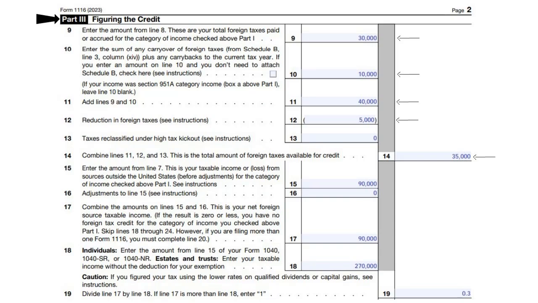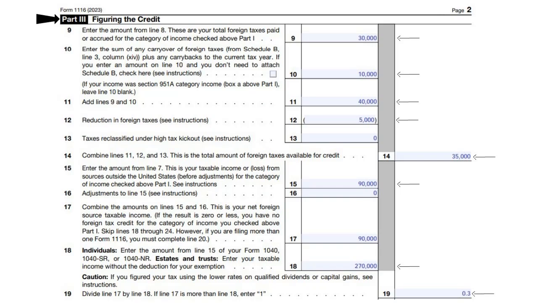On line 15, we have $90,000. This is what we put a little earlier. You carry that amount all the way to line 17. On line 18, you have to enter your total amount on your Form 1040. For our hypothetical example, we put $270,000. When you divide line 17 by line 18, you have 0.3.